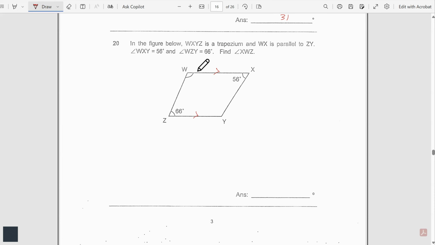You are supposed to choose the two angles between the parallel lines. If you choose this angle here, 56, then it's wrong because WZ is not parallel to XY. You have to choose the angles between the parallel lines. So 180 minus 66, because this and this give us 180. And you get 114.